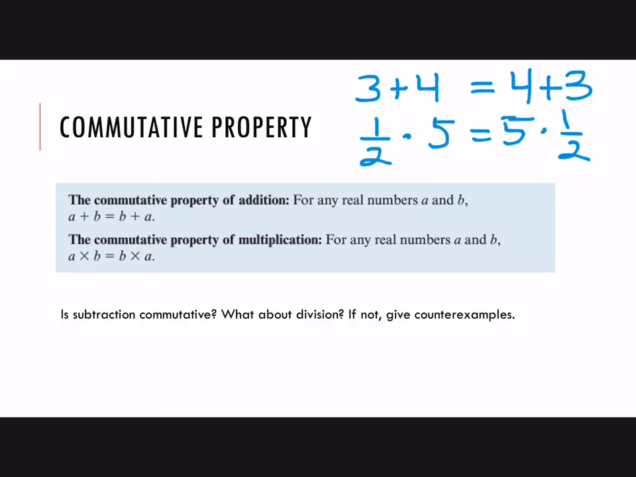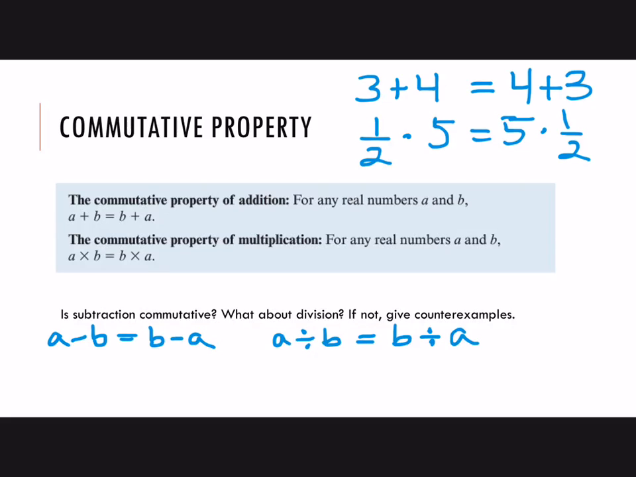Alright, what about subtraction? Is subtraction commutative? So in other words, for all real numbers, is a minus b the same thing as b minus a? And I think you can come up with a counterexample to that one. Alright, what about division? Is a divided by b the same thing as b divided by a? So same thing there, you can probably come up with a counterexample to show that subtraction and division are not commutative.